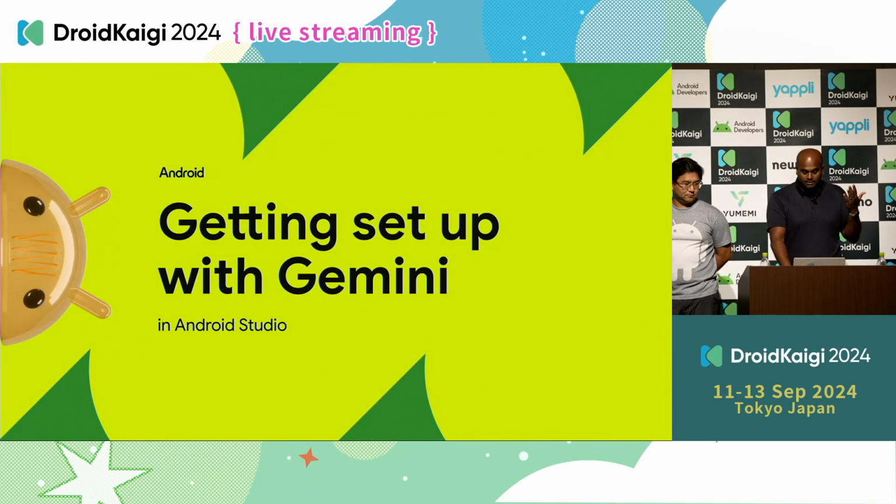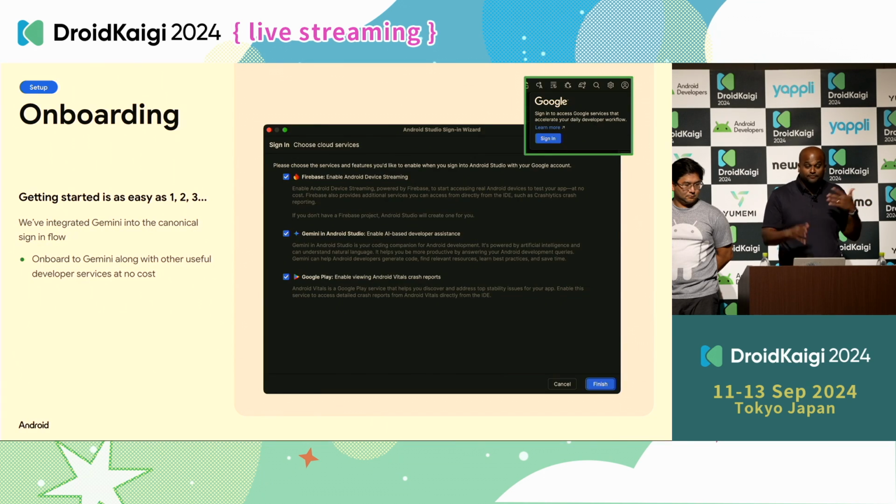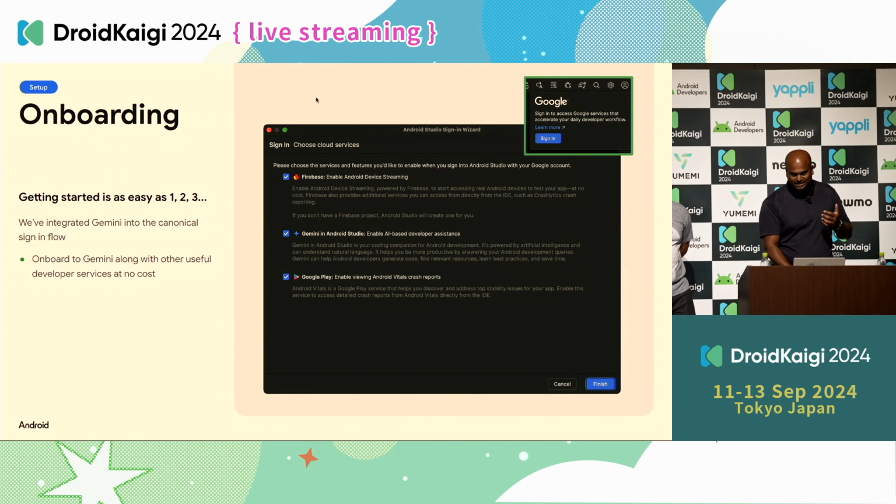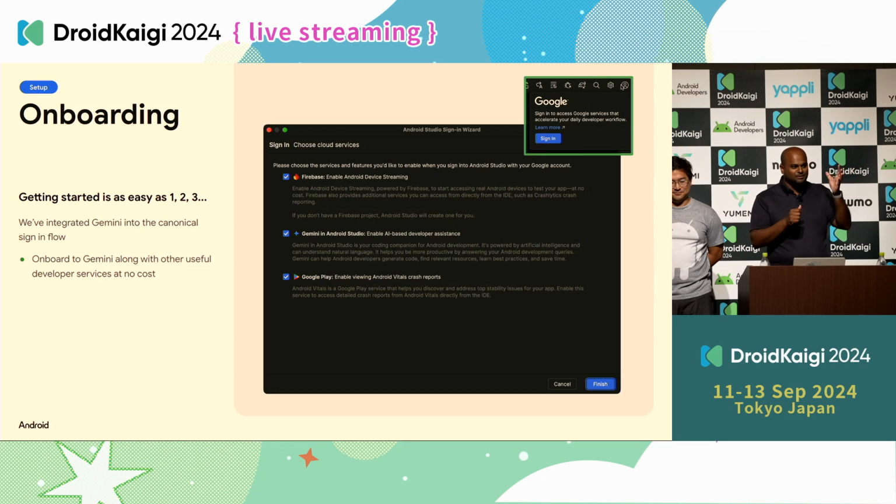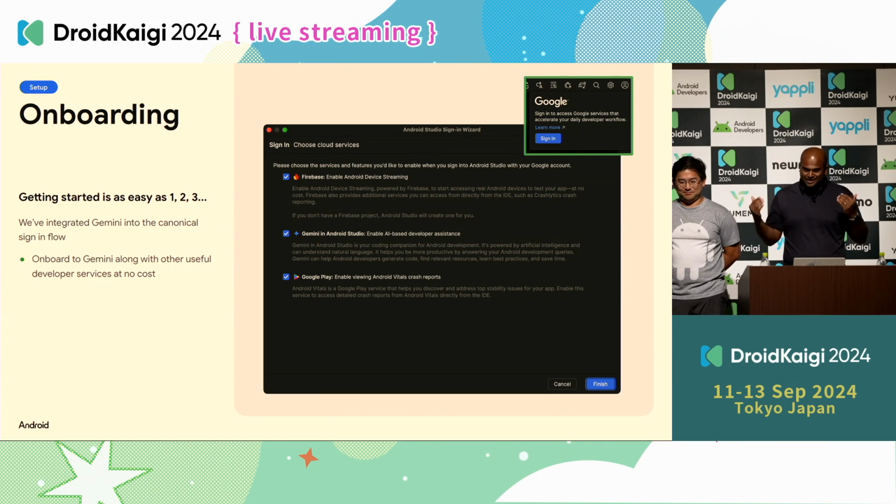So let's talk about how you can get set up with Gemini right away. And it's very easy. In Android Studio, if you're not signed in, you might see this icon at the top right corner. We invite you to click on it and then hit sign in. We're just talking to someone who's not yet signed in, but maybe we can convince a lot of you to try this out.